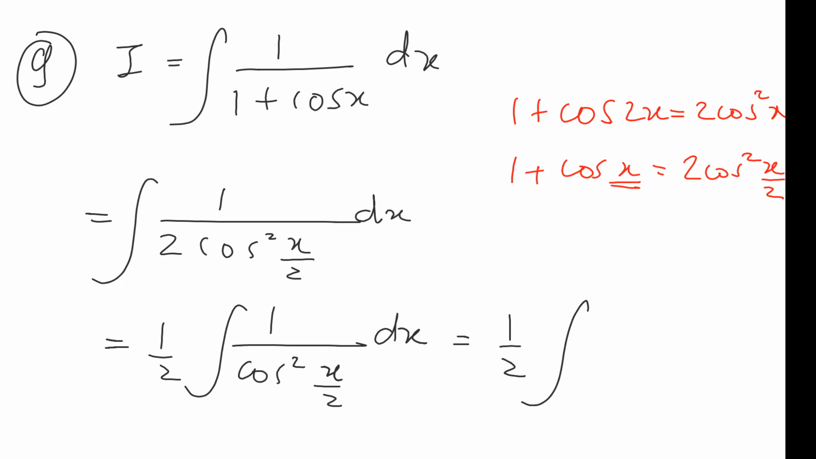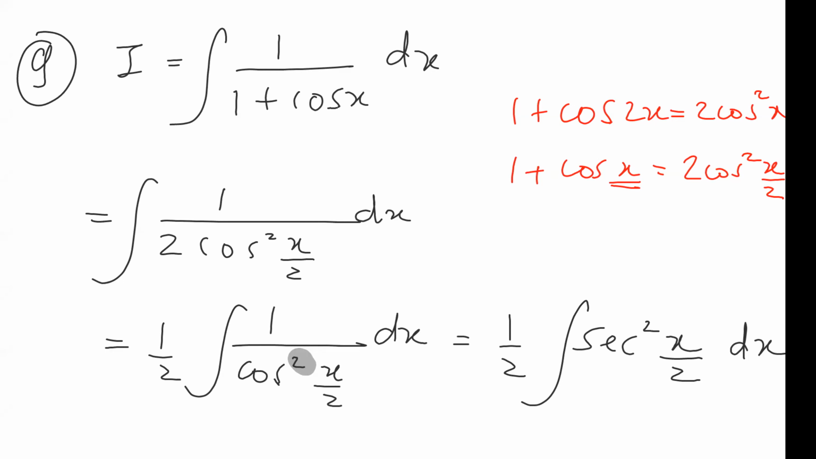So this is half integration of 1 upon cos square. What is 1 upon cos? It is nothing but the reciprocal of cos, which is sec. So 1 upon cos square will be sec square, by the reciprocal logic. Fine. Now integration of sec square is tan. Integration of sec square x is tan x.